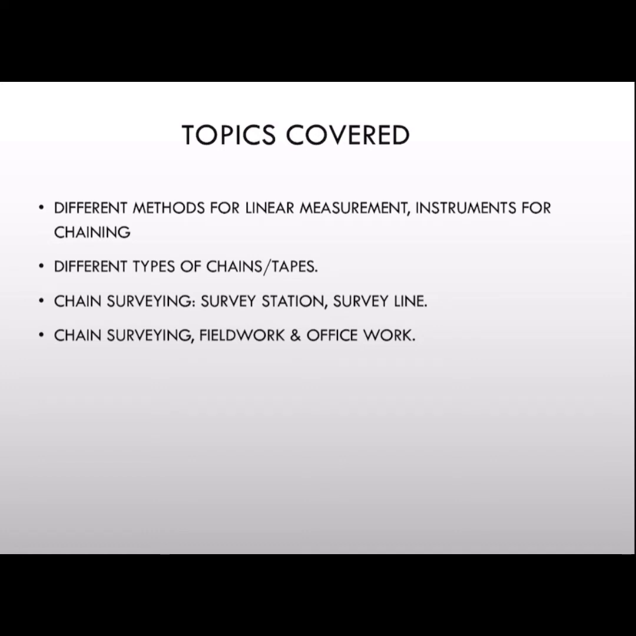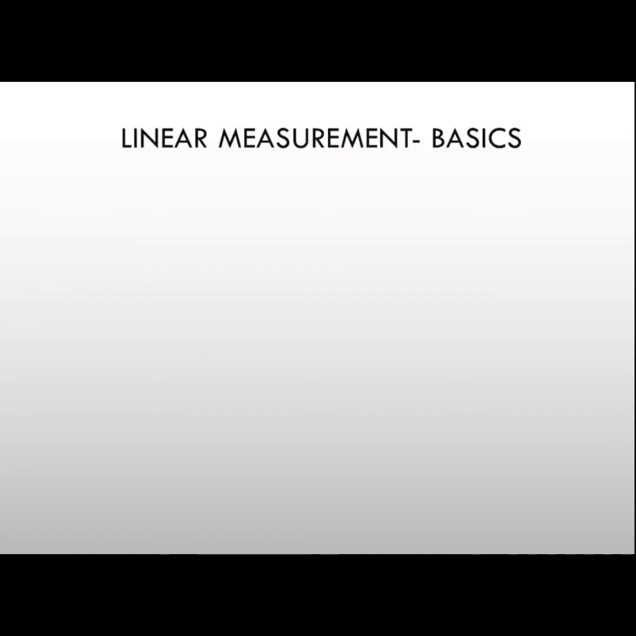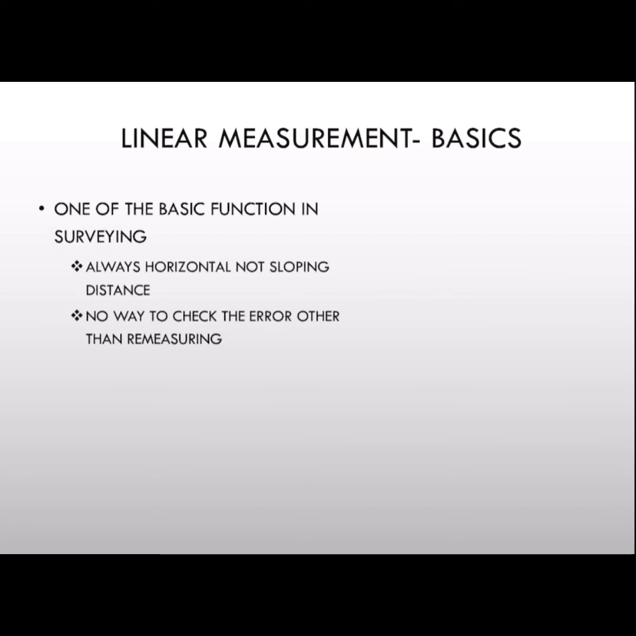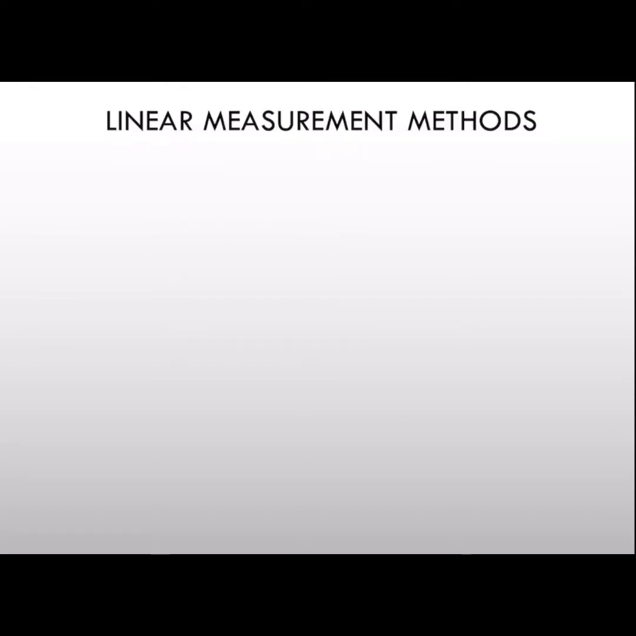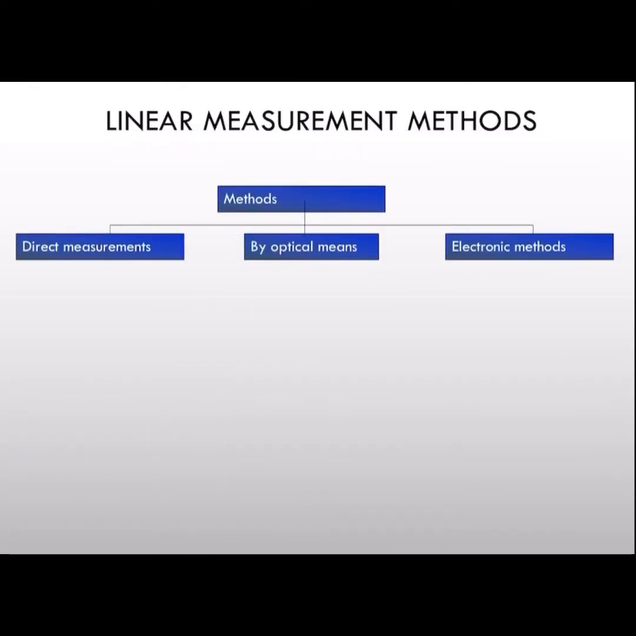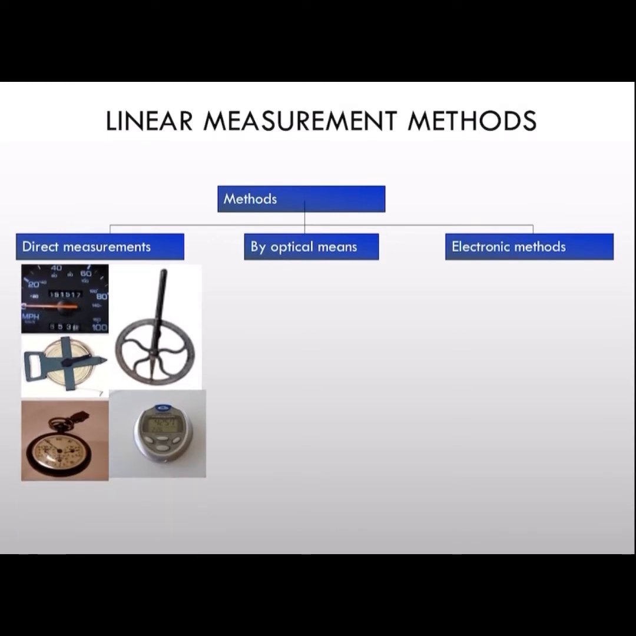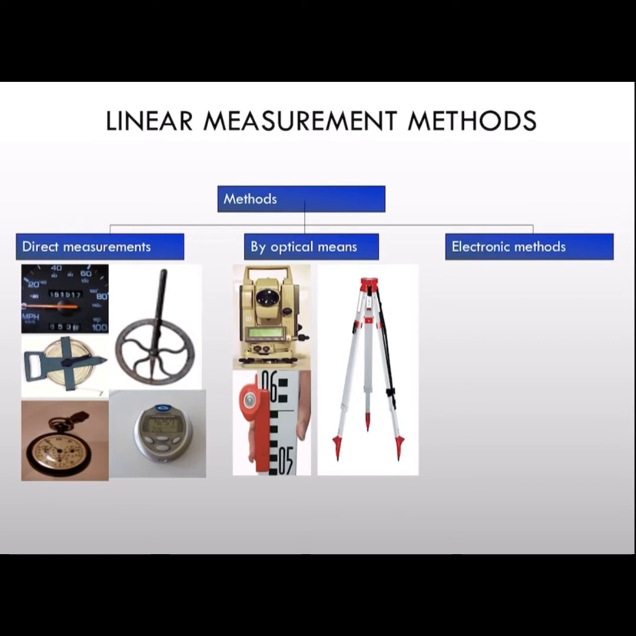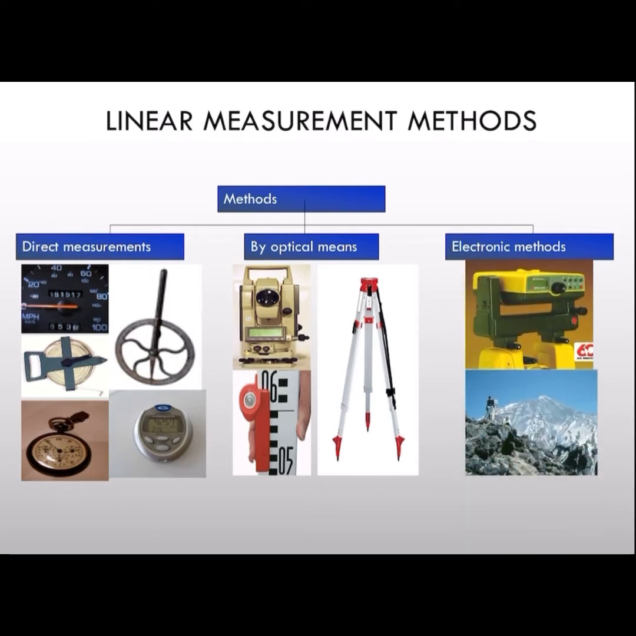As a first topic is linear measurement and basics. One of the basic functions in surveying is always horizontal, not sloping distance. There is no way to check the error other than remeasuring. And the linear measurement methods, we have three: the direct method, the optical means, and the electronic method.